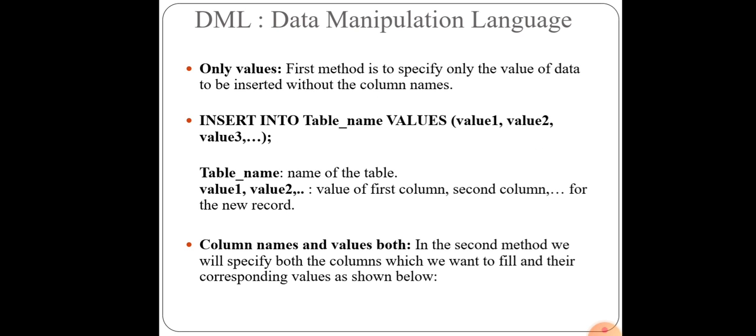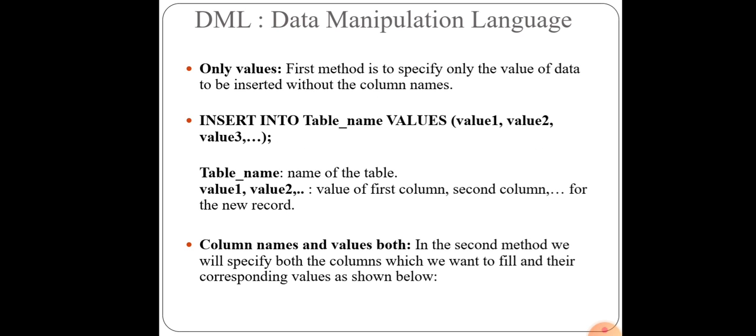The syntax you can see in this slide: insert into table name, then mention the values, value 1, 2, 3, and please specify the order in which the column names are there. You have to enter the records in the same order. If in your table you have mentioned roll number, name, address, then whenever you are inserting the record into the table, the order should remain the same. So the first value should be the roll number only, second should be the name only, and third should be the address only.